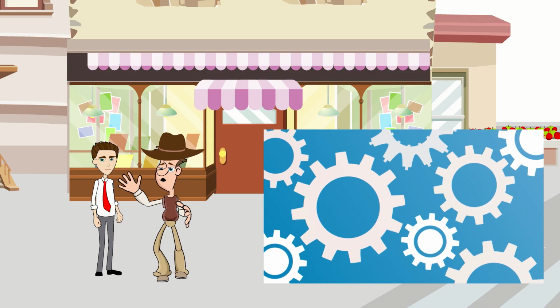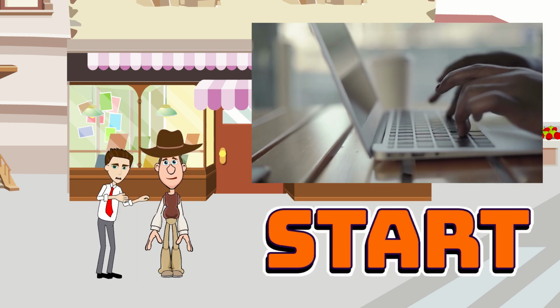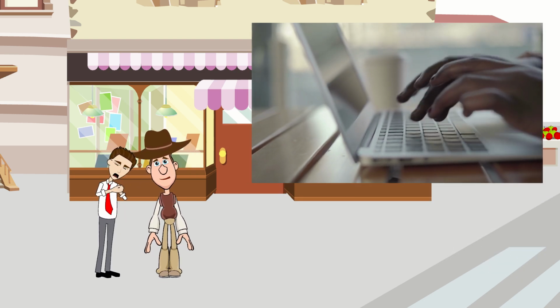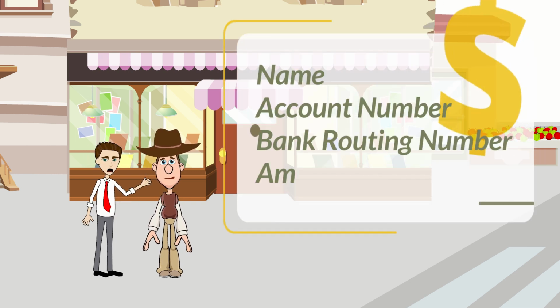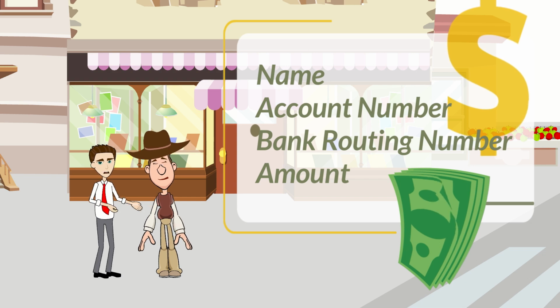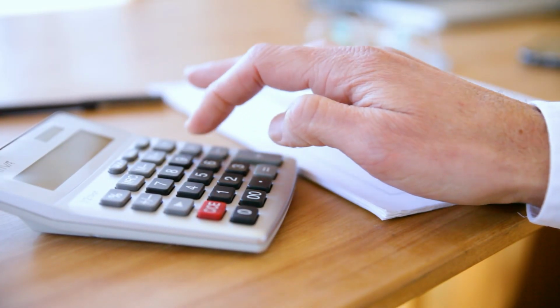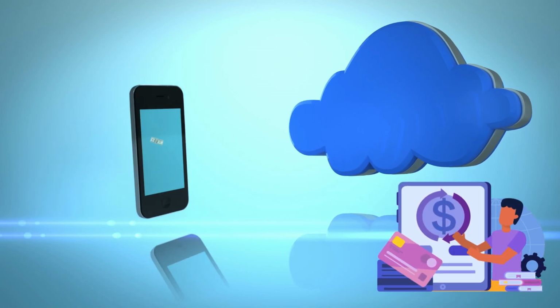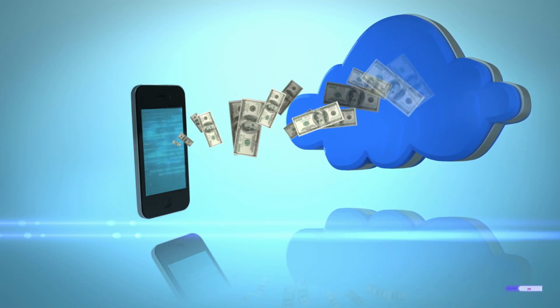How does an ACH transfer work? To initiate an ACH transfer, you need to provide the recipient's details to your bank. This includes their name and account number, their bank's routing number, the amount you wish to transfer, etc. Your bank verifies that there is enough money in your account and then uses the ACH network to transfer the money to the recipient's account.